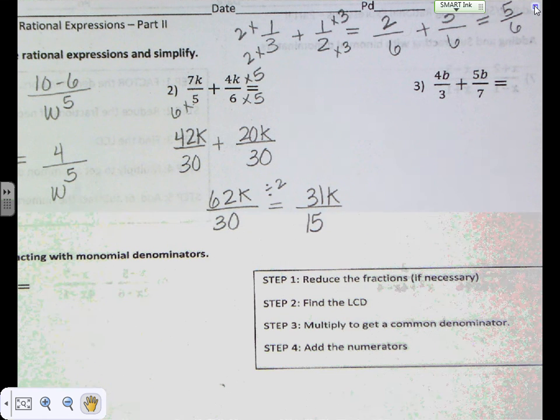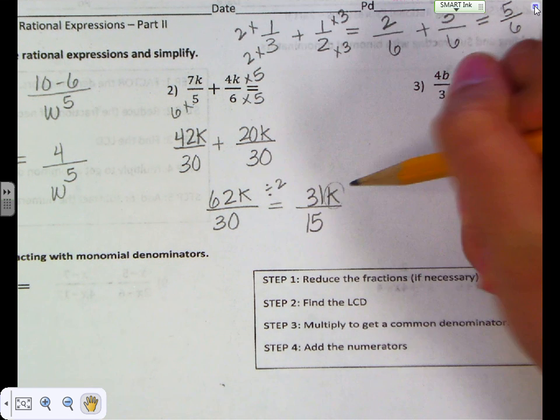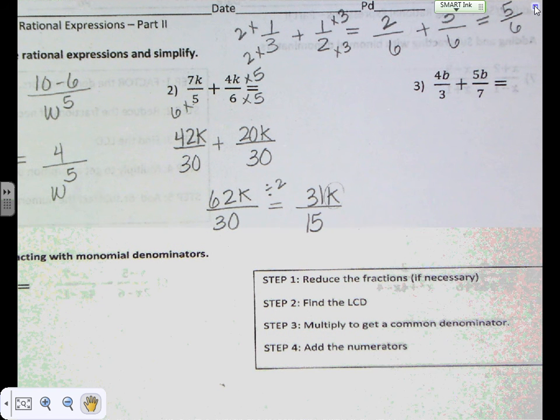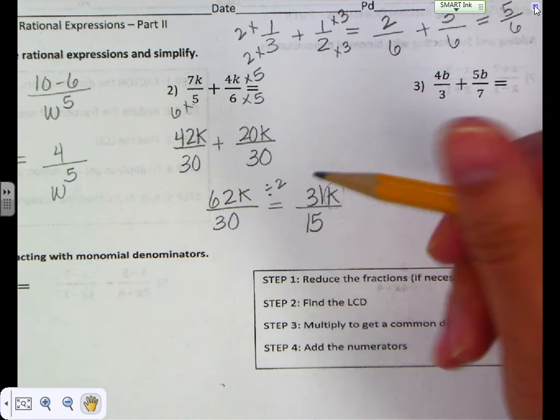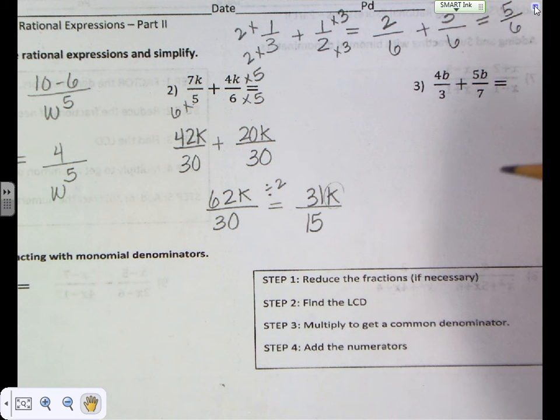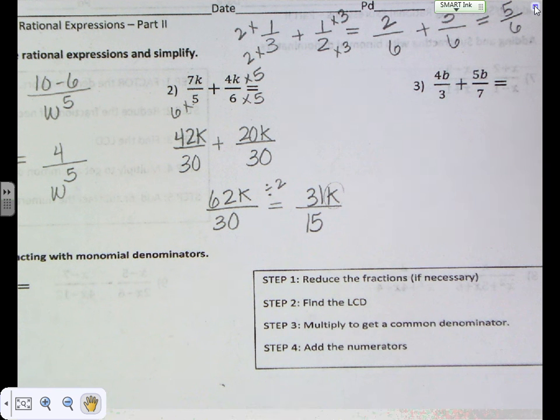The numerator can be bigger. In this case, when I said 31,000, it's really just k. Yeah, I get that, but 31 is bigger than 15. Oh, I see what you're saying. Yeah, you can leave it like that. It's an improper fraction. You can leave it. You don't have to put it into a mixed fraction, which would be like 2 1/2 or 2 1/5 or whatever.